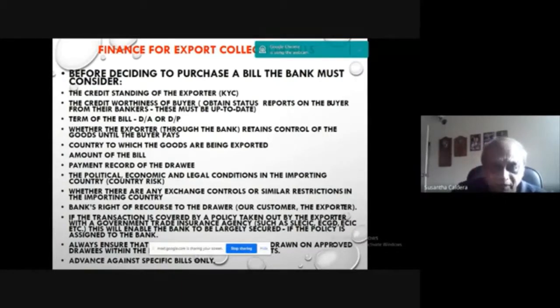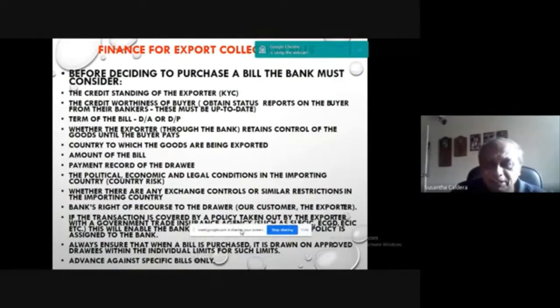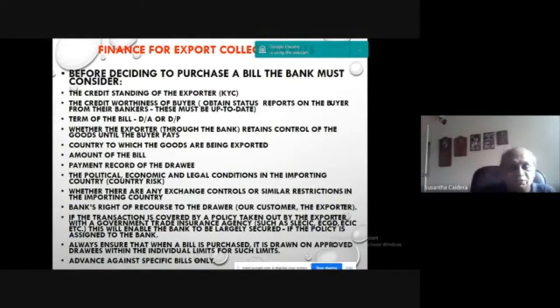Always ensure that when a bill is purchased, it is drawn on approved drawees, within the individual limits for such drawees. Advance against specific bills only. Always ensure that when a bill is purchased, it is drawn on approved drawees.